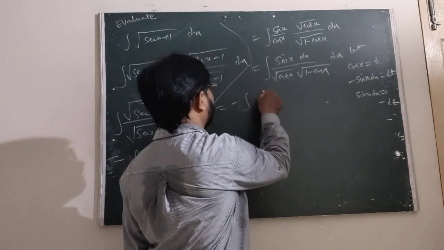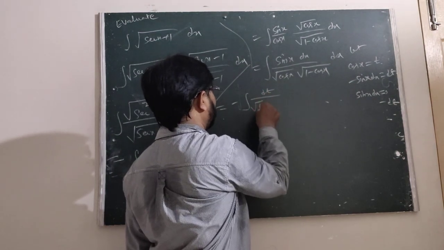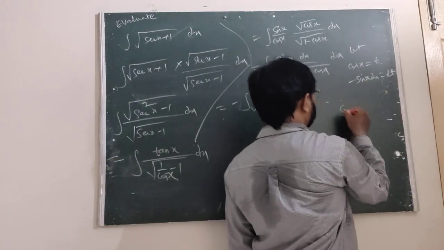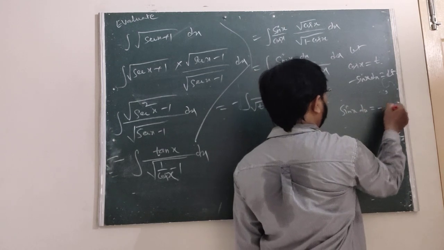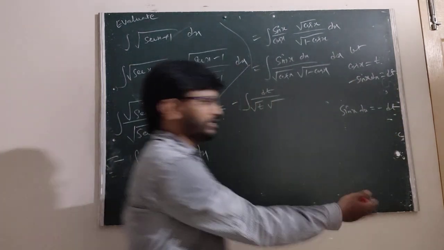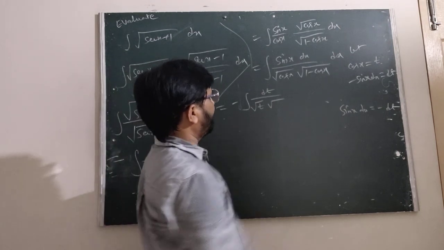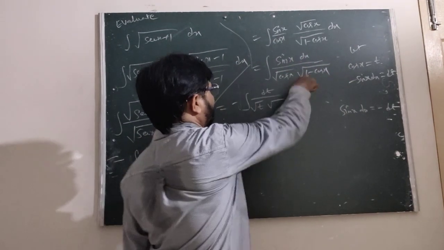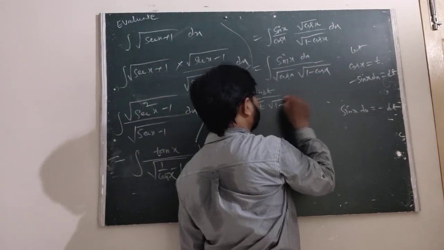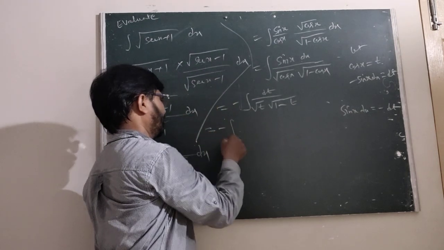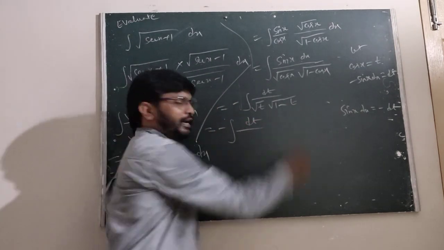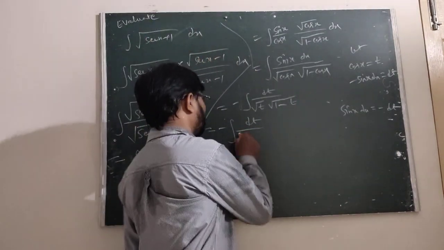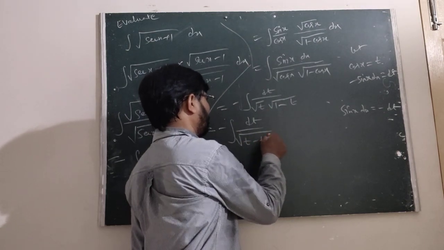So we get minus of dt by root t, into root of 1 minus cos x, that is 1 minus t. Now we can write minus of dt by root a into root b, which is root of ab. Now this is root of t minus t square.